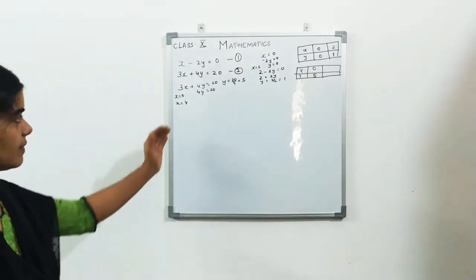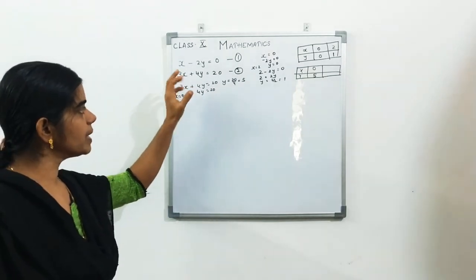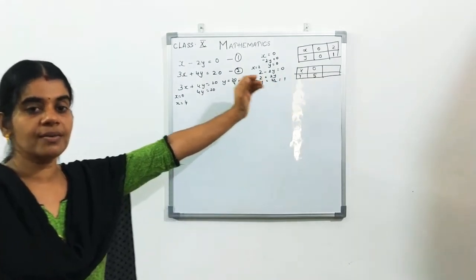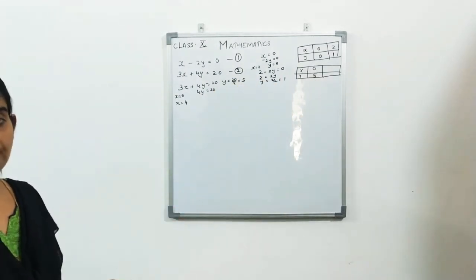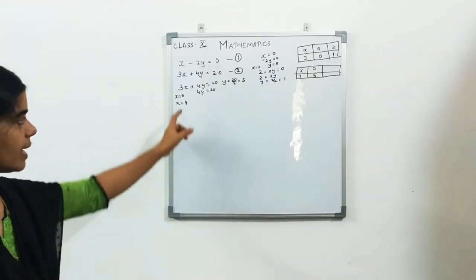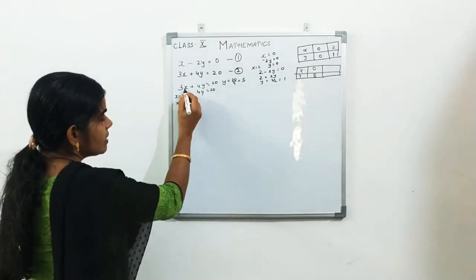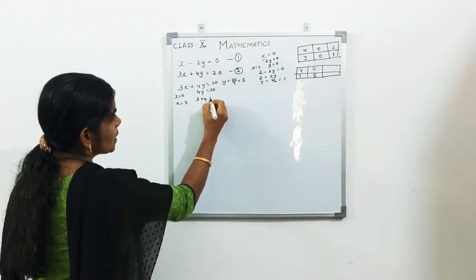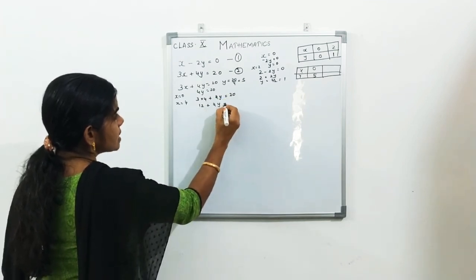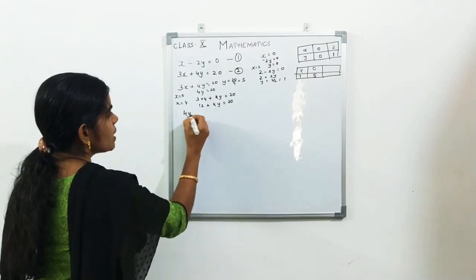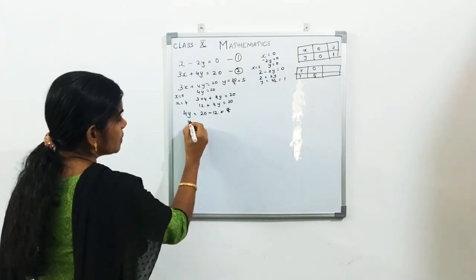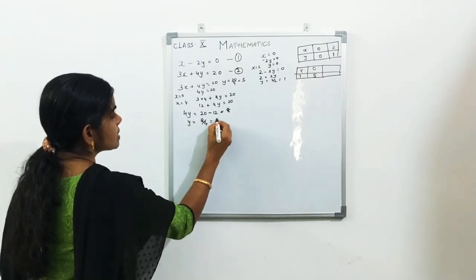While giving the values, you want to get correct numbers, integers like that. If you are getting fractions like 3 by 4, 4 by 5, it will be difficult for you to mark them on the graph. That's why I am choosing which value to give. Here I am giving x as 4. Then you will get 3 into 4 plus 4y is equal to 20. 12 plus 4y is equal to 20. Then 4y is equal to 20 minus 12. You are getting 8. Therefore, y is equal to 8 by 4, that's equal to 2.